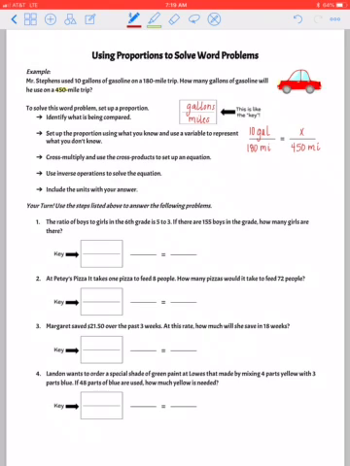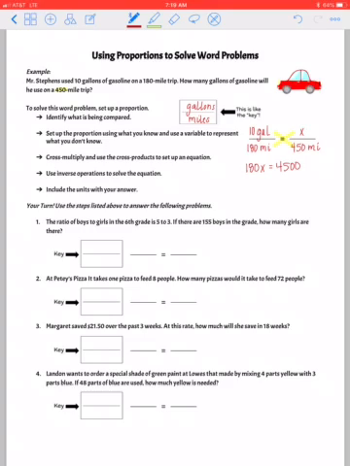Step 3, cross multiply and use the cross products to set up an equation. This is what we did previously. So 180 is being multiplied by X, so that's 180X. And 10 is cross multiplied with 450, and that equals 4,500.